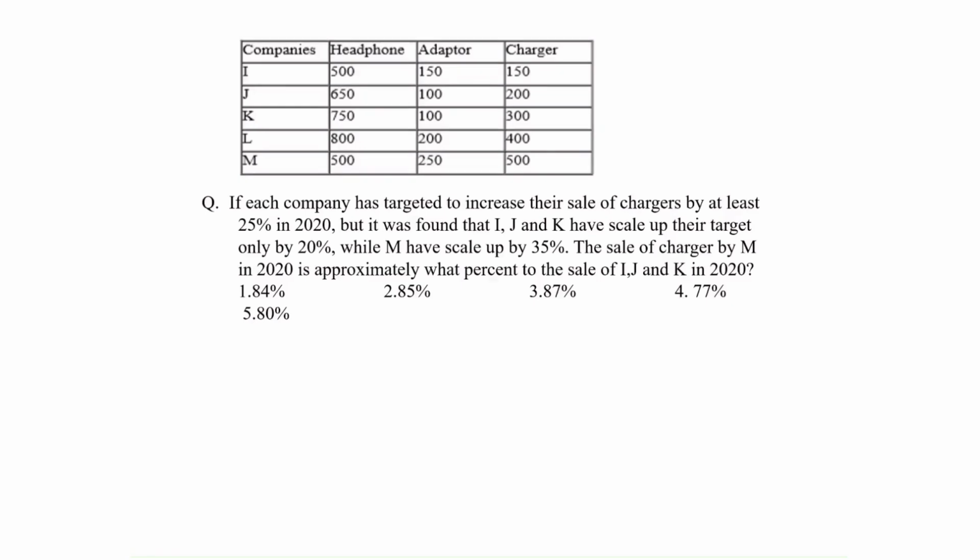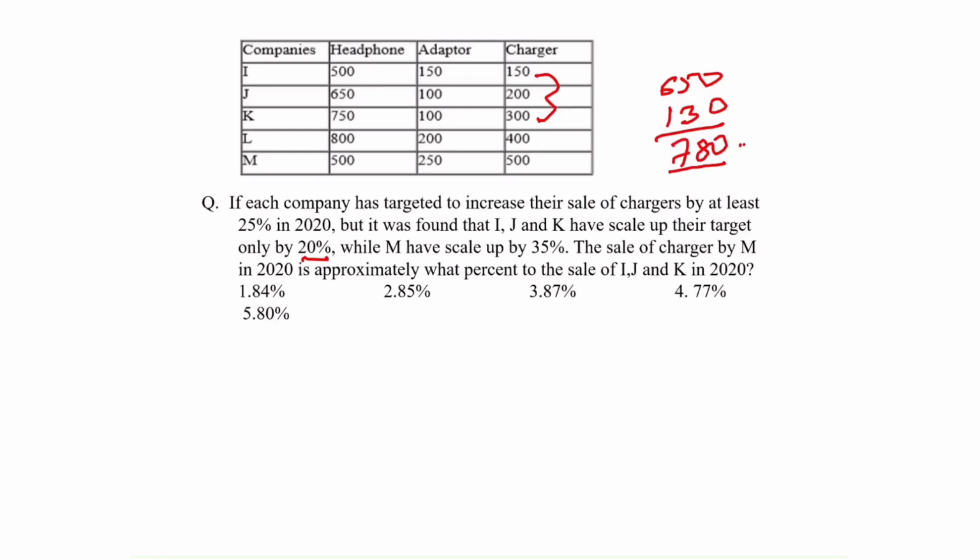So in 2020, the total chargers of IJK, if we take, in 2019 it is 500 plus 150, 650, and they are increased by 20%. 20% of 650, 10% is 65, 20% is 130. This 780 is the total number of chargers by IJK company in 2020.